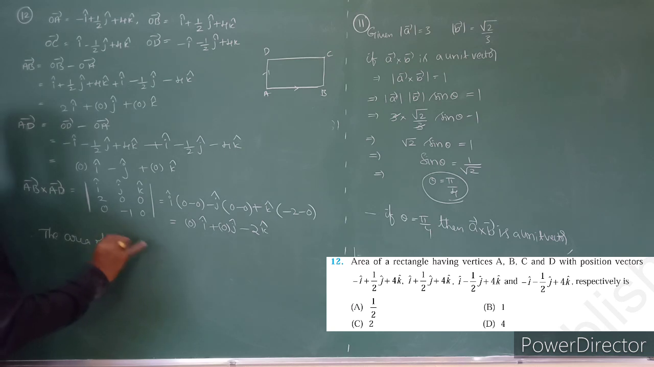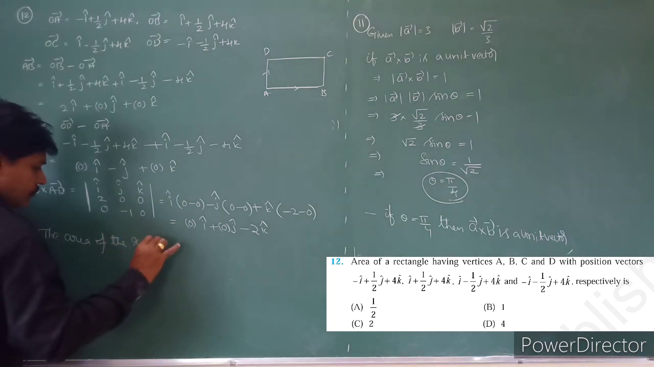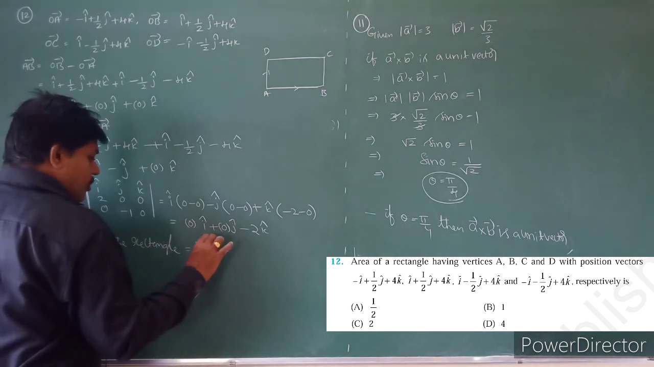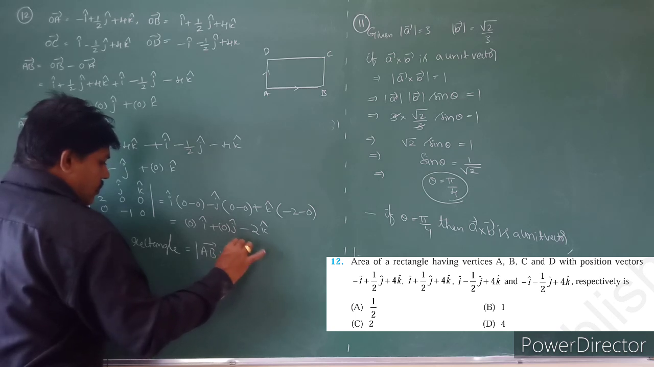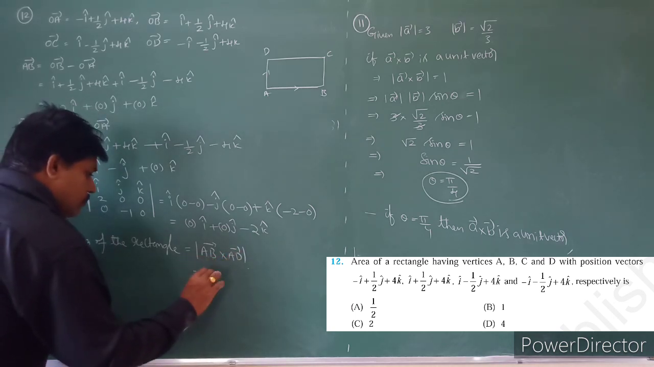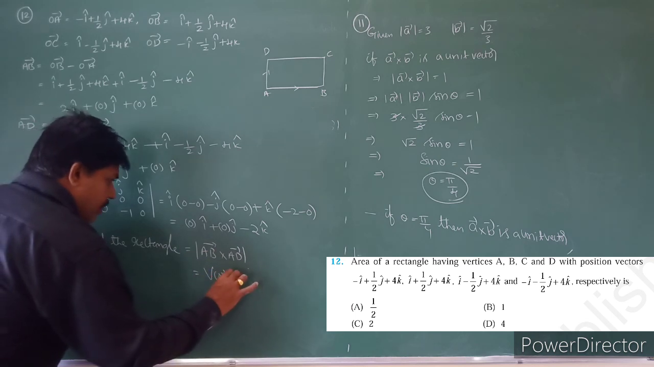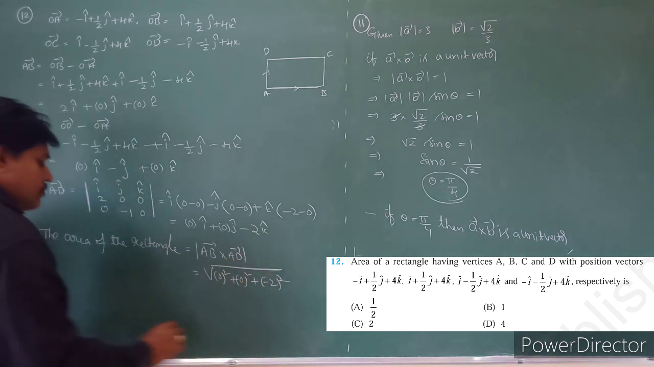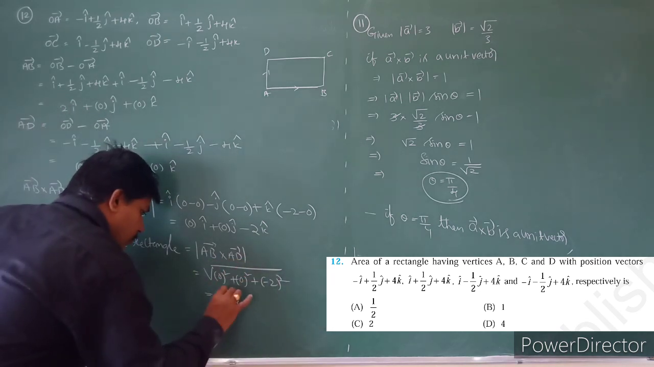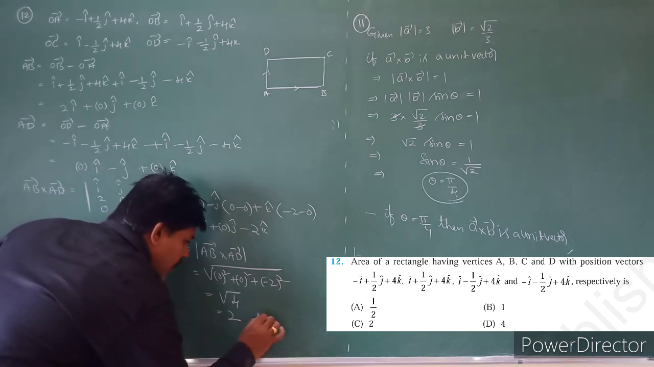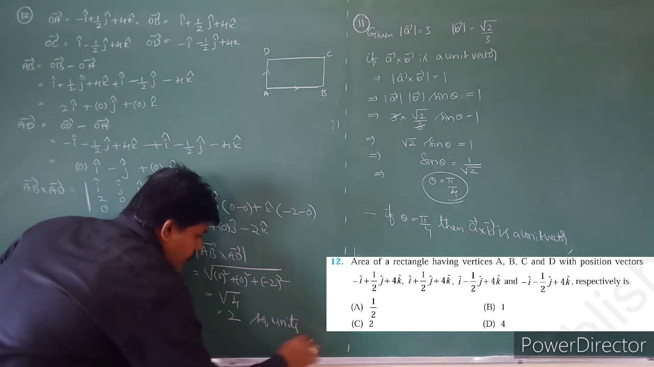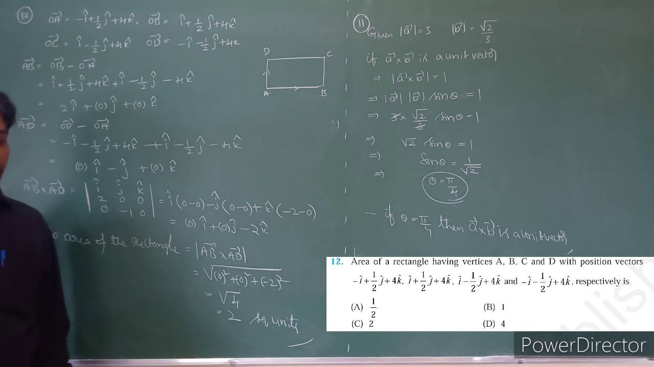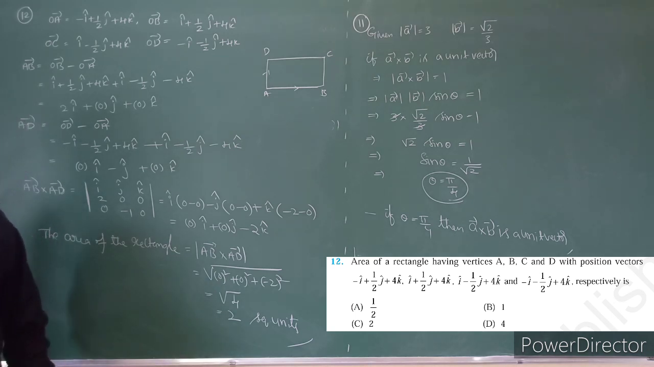So therefore the area of the rectangle is equal to mod AB bar cross AD bar. That is equal to square root of 0 square plus 0 square plus minus 2 square. That is equal to square root of 4, that is equal to 2 square units. Area of the rectangle is nothing but mod AB bar cross AD bar, so that is nothing but 2 square units.